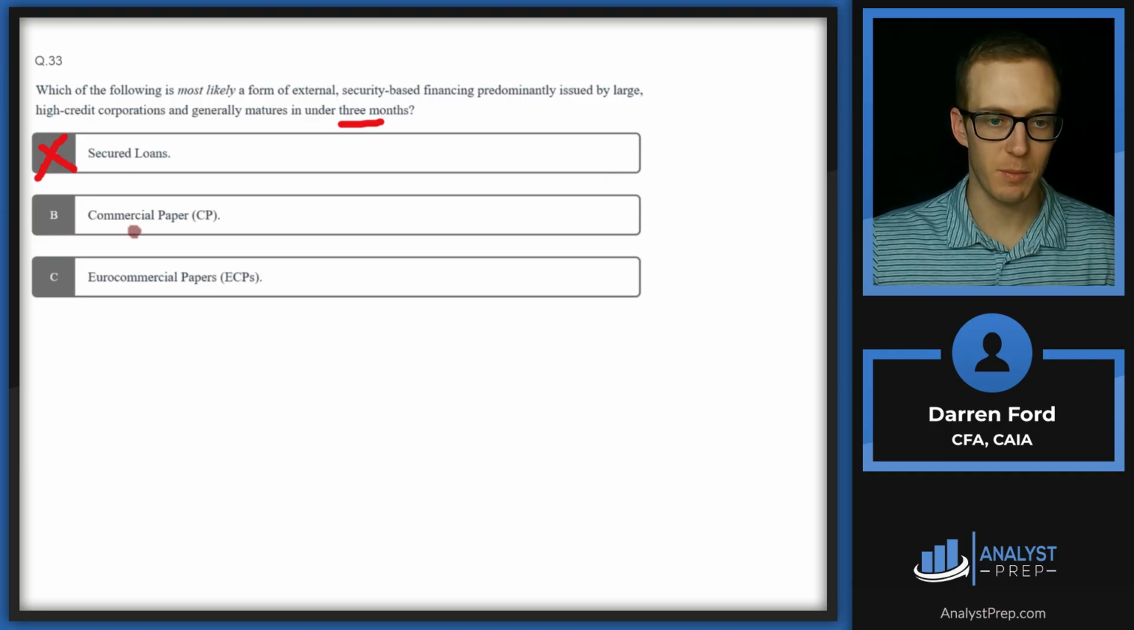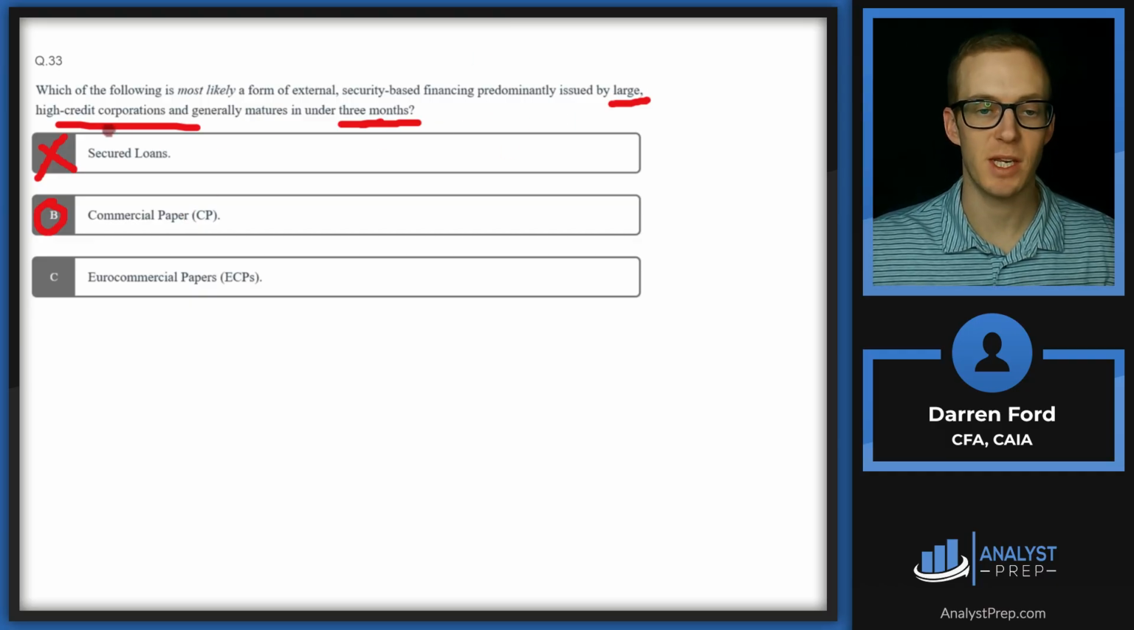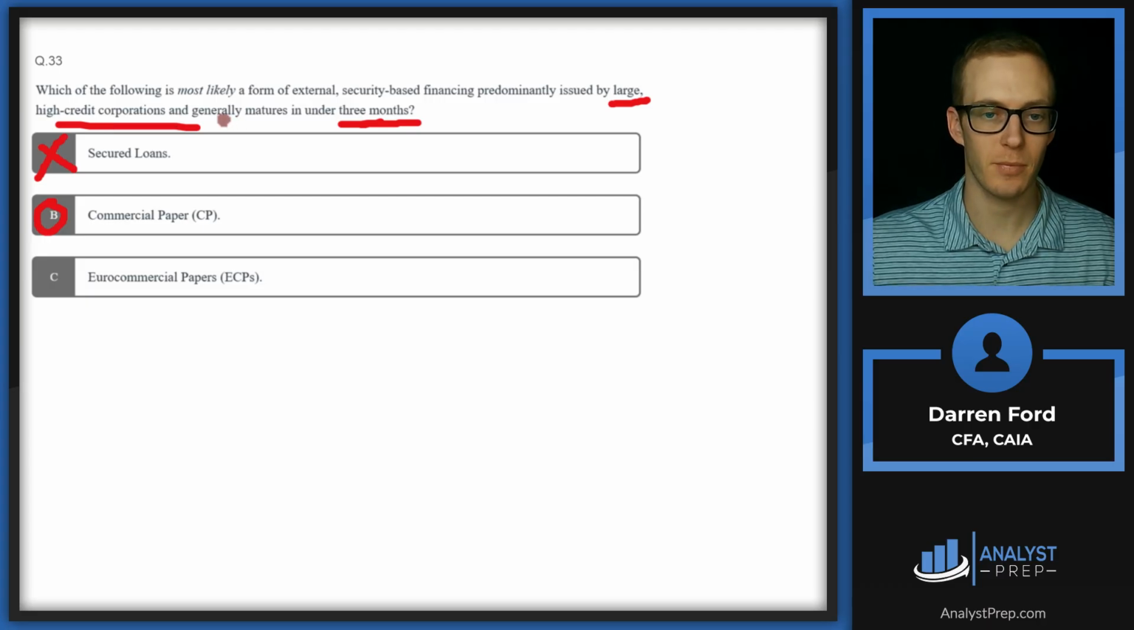Moving on to B, we have commercial paper, and then C, we have Euro commercial papers. Between these two, they have similar characteristics in that they mature in under 3 months and are predominantly issued by large corporations. However, the main difference that makes me lean towards commercial paper is that Euro commercial papers are issued internationally. So if the question said something about the large corporation being multinational and wanting to issue the debt internationally, then we would lean towards Euro commercial papers.